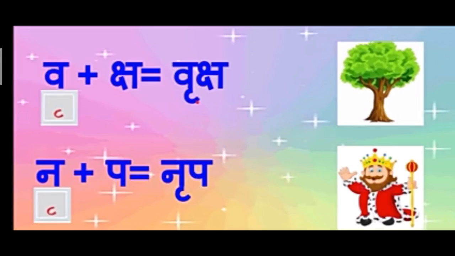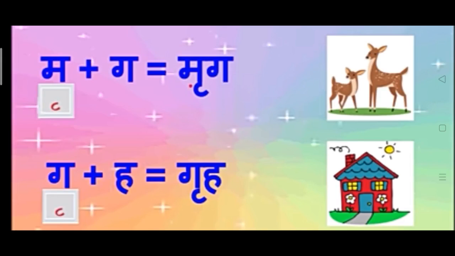Next, we are going to learn R ki matra. Va plus R ki matra plus Ksha. What is that? Vriksha. Where we are writing this R ki matra? Below Va. You can see below Va the R ki matra symbol. Then Ksha, Vriksha. Then Na, R ki matra plus Pa. What is that? Nrip. Na below R ki matra. Then Pa. What is that? Nrip. Okay. Understood everyone? Yes.